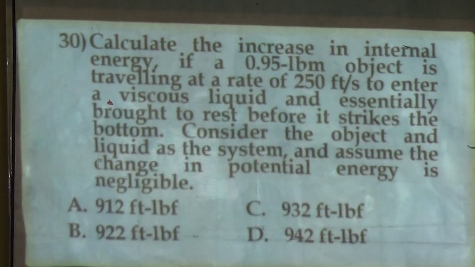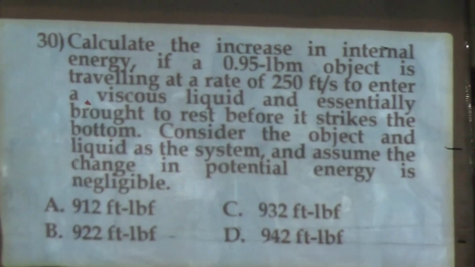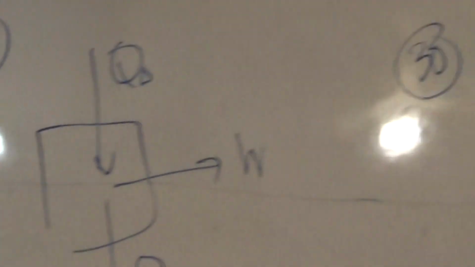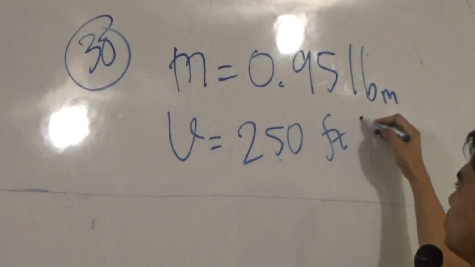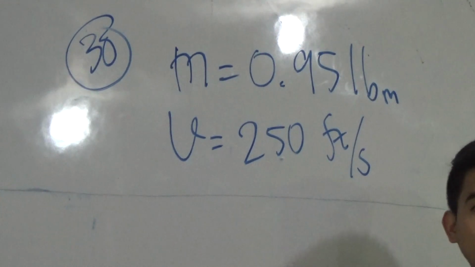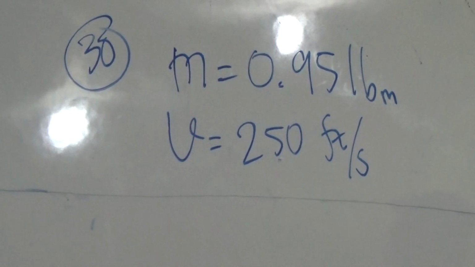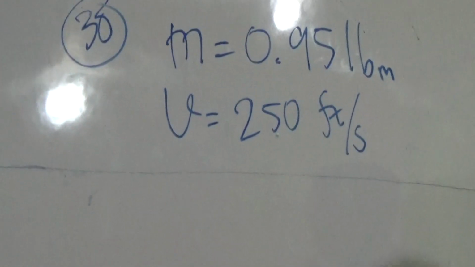Okay, calculate the increase in internal energy if mass is 0.95 pound mass, traveling at the rate of 250 feet per second, enters a viscous liquid and is essentially brought to rest before it strikes. Okay, consider the object and liquid as the system. Assume that the change in potential energy is negligible. Okay? Basic thermodynamics, nagtatanong ng increase in internal energy.